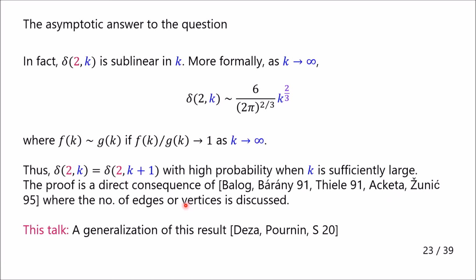And the proof is a direct consequence of previous results, where the number of edges or the number of vertices is discussed instead of the diameter. And recently, we obtained a result that can be seen as a generalization of this result into high dimensions. Here, I'd like to introduce this result.